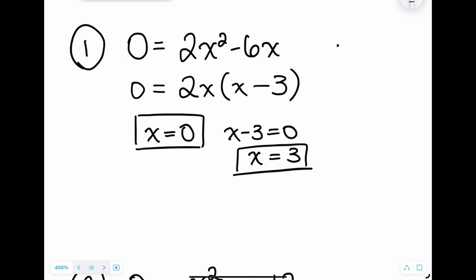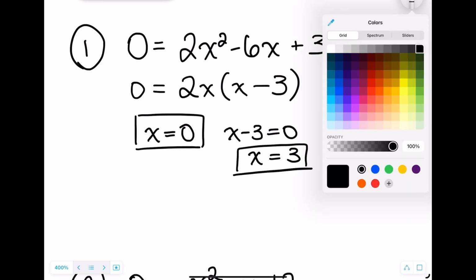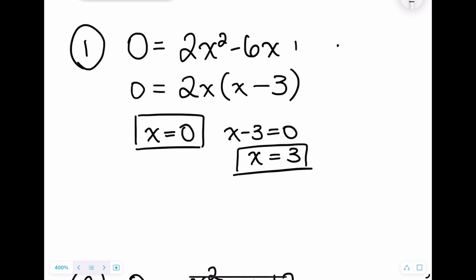So if there's no c term, i.e. there's no plus some sort of constant like that or something, then we are good. We can just go ahead and factor whatever is common to both terms, and we reach factored form.